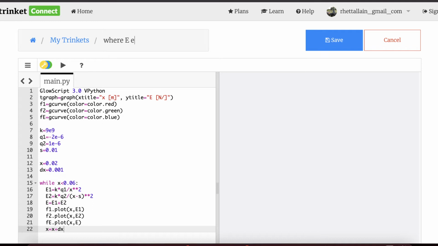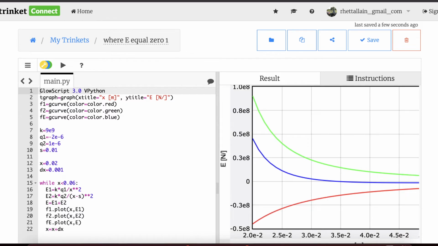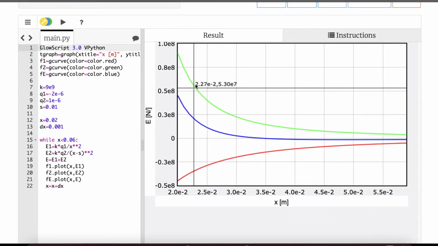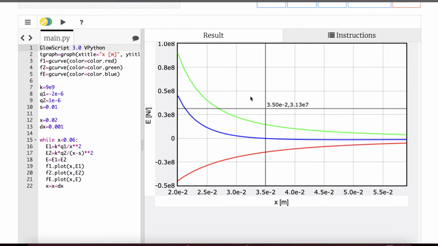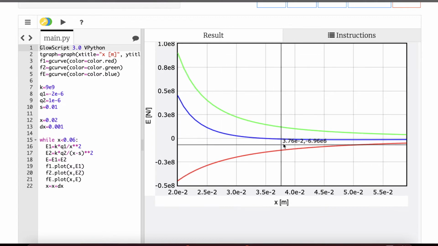Where E equals 0, 1, because I'm going to do another one. Save it. Let's run it. Check that out. See, sometimes I impress even myself. So here is the electric field due to the green, here's E1, it has a negative x component, and this is the other one. And you'll notice here that it does cross the x-axis.